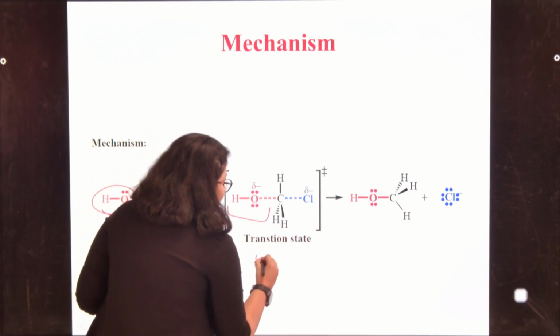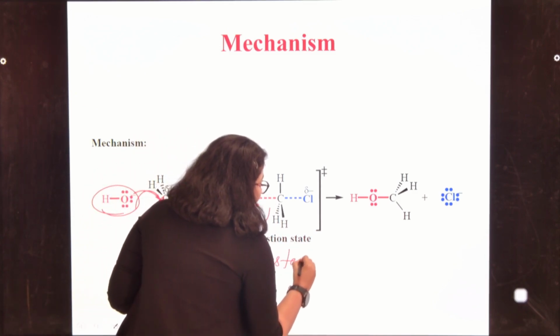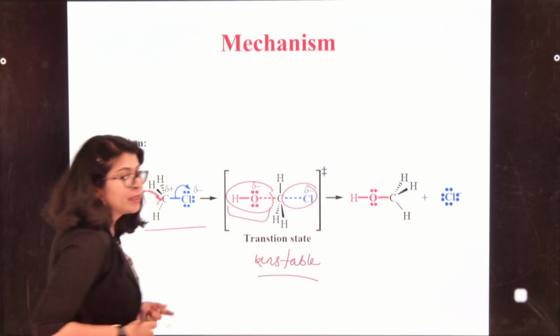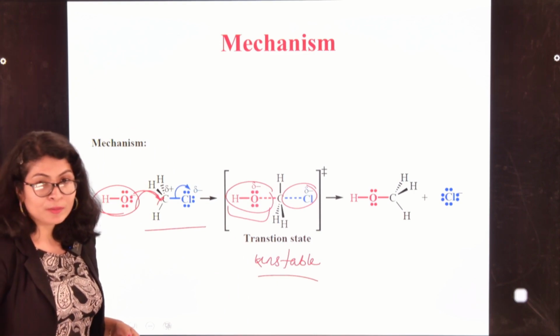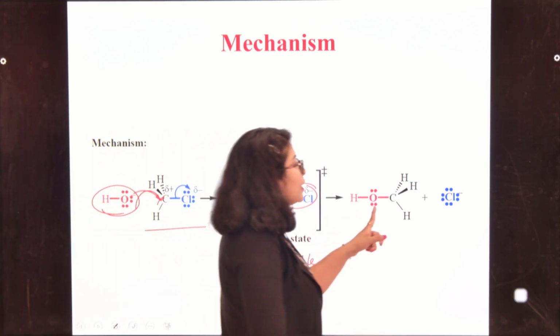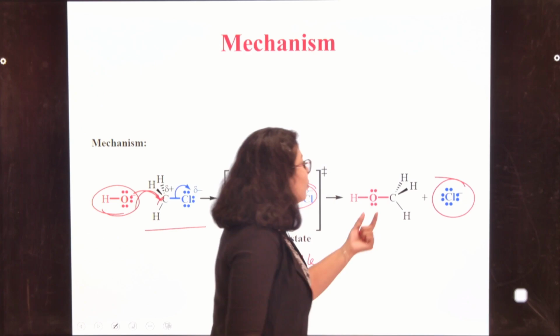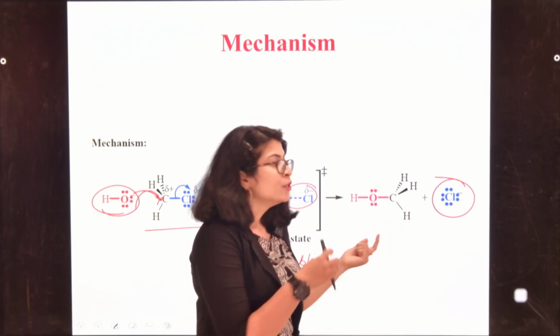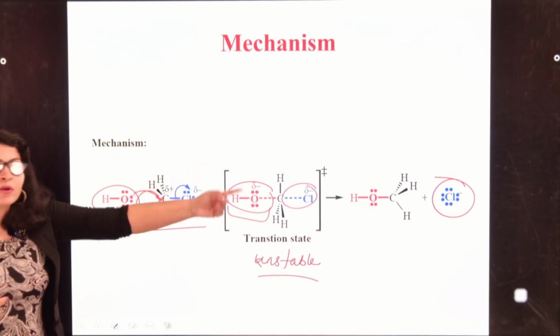Okay, this is unstable because here carbon is forming 5 bonds, which is obviously thermodynamically and kinetically not feasible at all. Now what happens here, the Cl minus gets removed and the bond is formed between the C and OH, but in the opposite direction. Okay, so the configuration here is getting reversed.